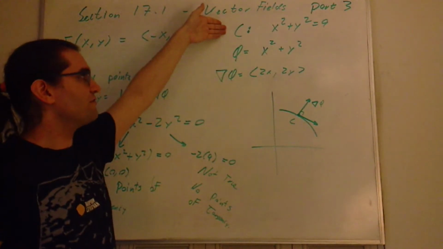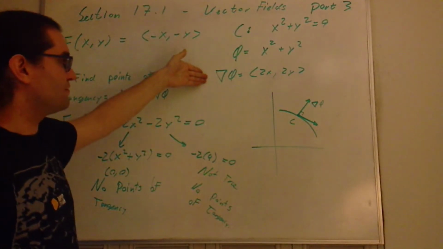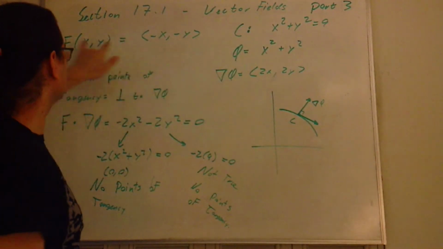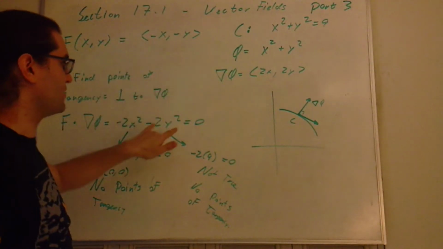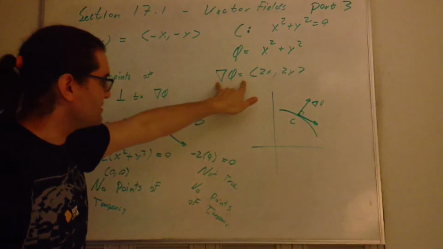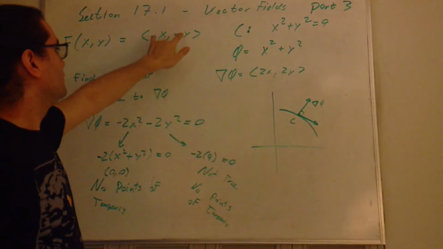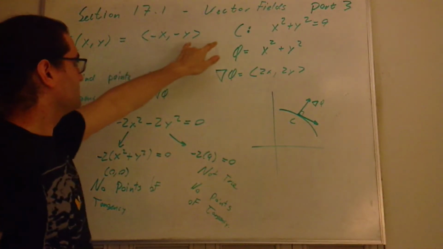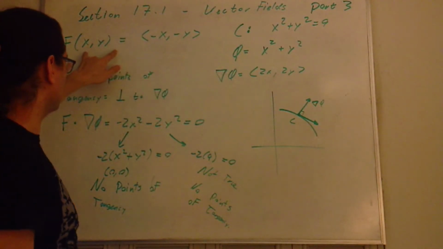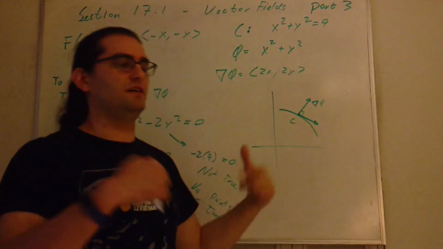Assume that the curve is the level curve of a potential function. Take the gradient of the potential function. Find the dot product between that and your vector field and try to set it equal to 0. That'll tell you where it's tangent, because we know this is always perpendicular to the curve. So if something is perpendicular to the thing that's perpendicular to the curve, that means that this is tangent to the curve. Perpendicular to the perpendicular, in this case, means tangent.